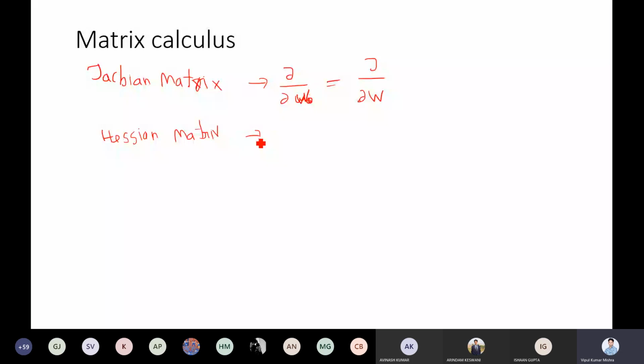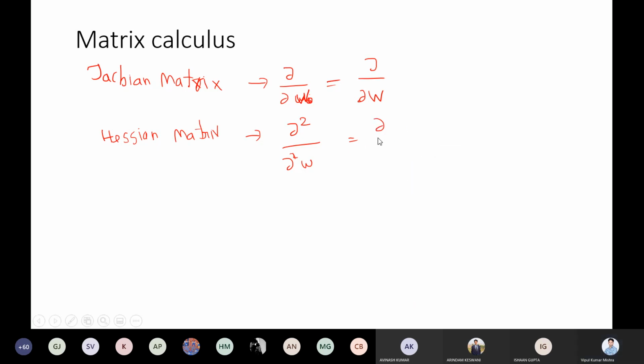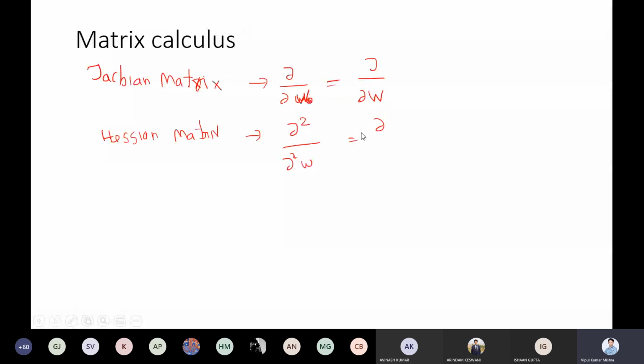When you look into the Hessian matrix, it's a second order derivative. So you can say del 2 upon del of 2w. Sometimes it is represented as a double derivative here. So that is the Hessian matrix and the Jacobian matrix. Now let's see how exactly we will try to solve these matrices.